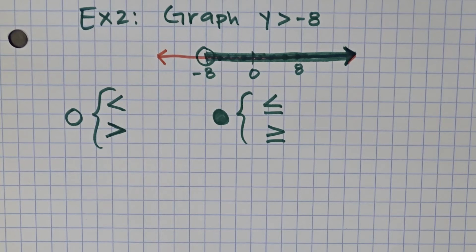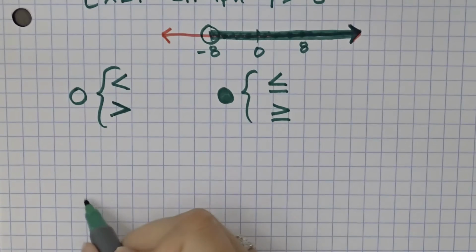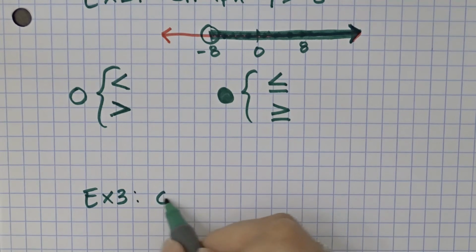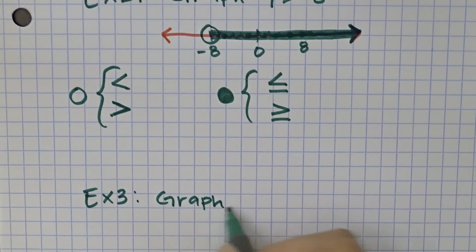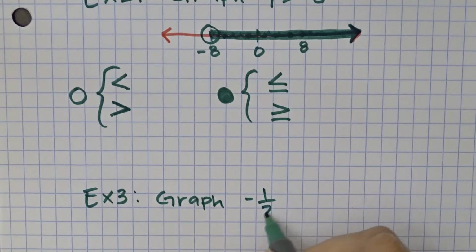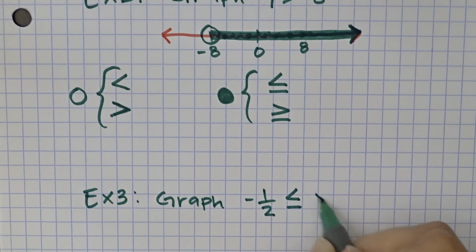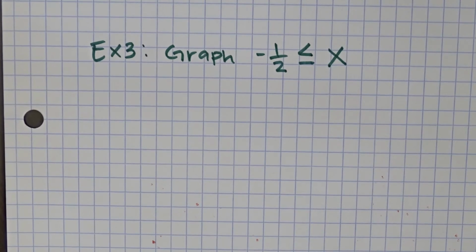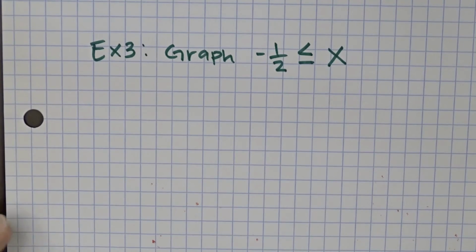All right, let's look at example 3. We're going to graph negative 1/2 less than or equal to x. And again, they want us to shade in all the region where we have valid x numbers or values for this inequality.